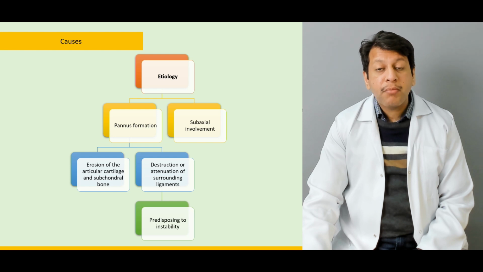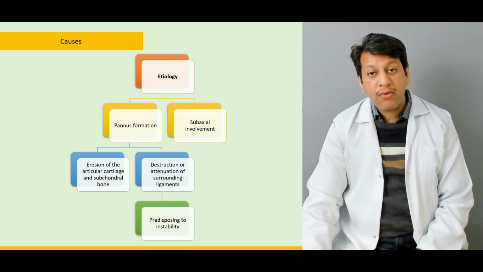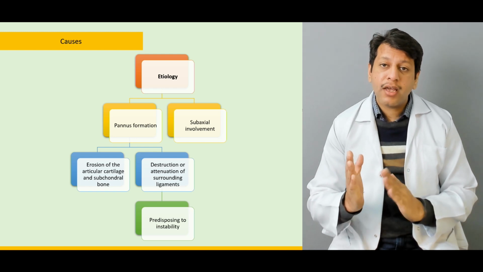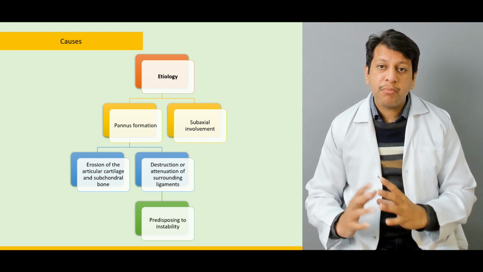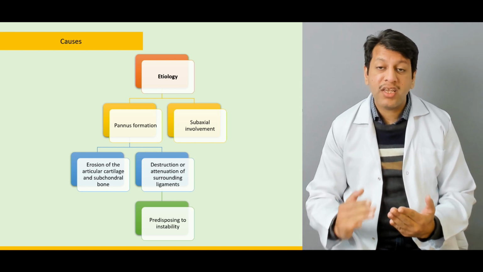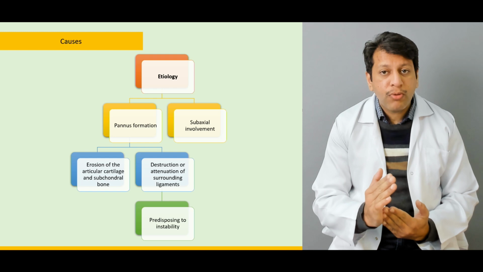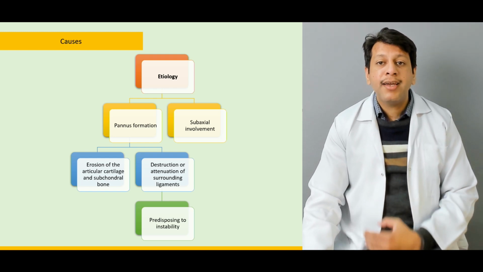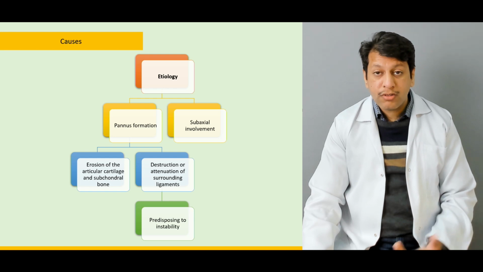Then there's sometimes subaxial involvement as well, and I will be discussing that. When subaxial involvement occurs, there may not be that much pannus formation, but once the ligaments become weak or torn, a whole vertebra slides over another, leading to a translational problem, and this can lead to complete neurological injury as well.